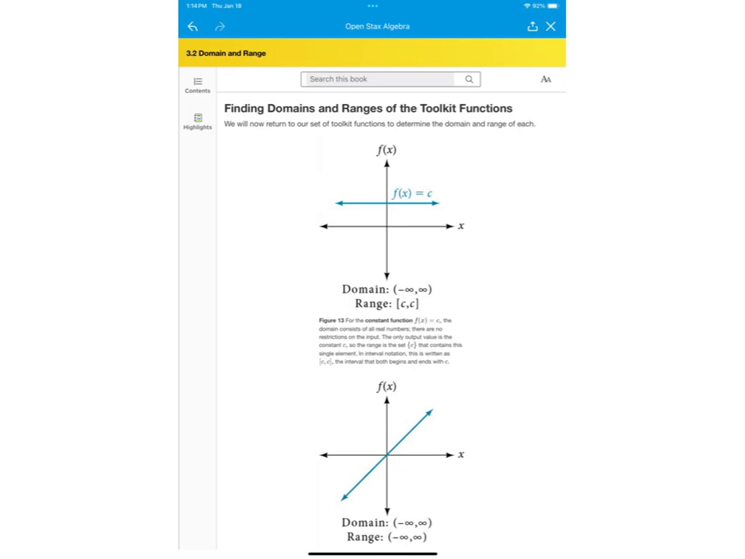Y is only that value. So let's say this is y equals 2. Well, then my range is at 2. Pretty straightforward. That's the only output value that exists. Input could be anything, but every time I output, I'm going to output that same number.